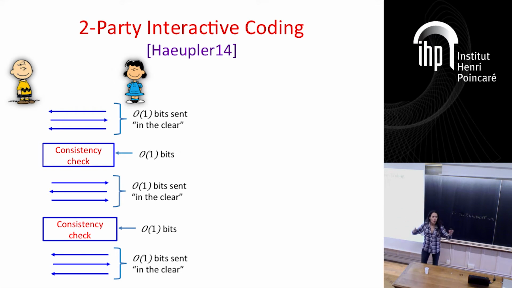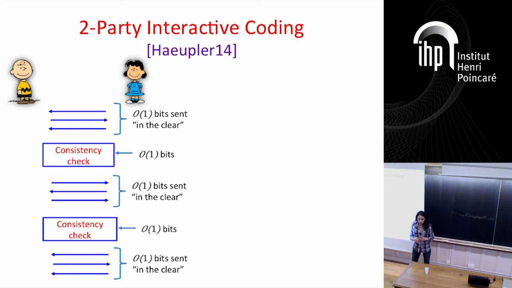If there's a problem, you go back. And how exactly you go back, how this consistency check works, is actually very complex in Hoppler's protocol. I don't want to get into it, but that's the idea. In the work with Zvika, these were not in the clear, these were encoded. This was a chunk of size log n. The consistency check was much simpler than Hoppler's, because we could have a consistency check of size log n. It simplifies our life by a lot.